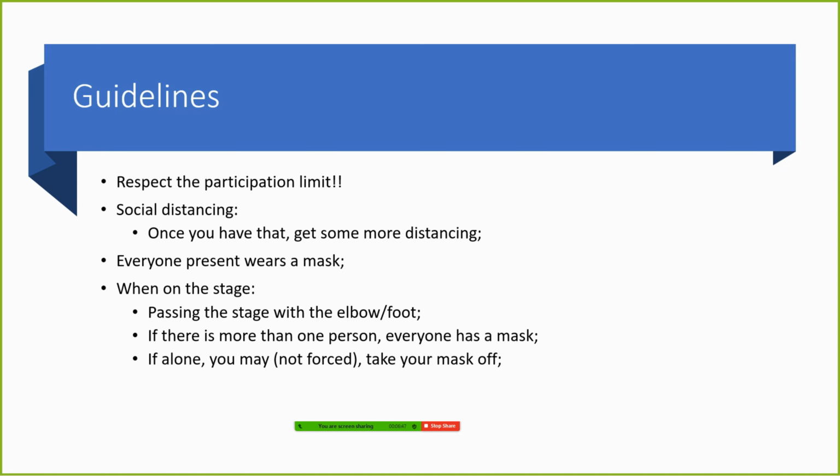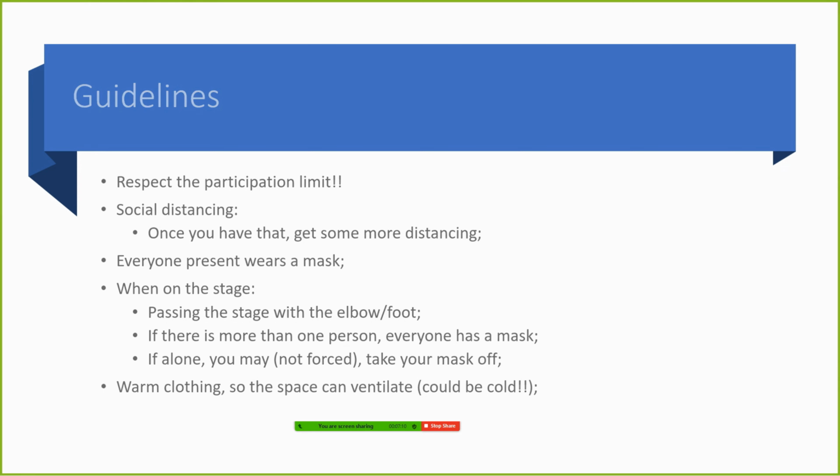Take your time, put the mask on, have the other person on the stage. Then, when only one person is on the stage, they may take off the mask. Not forced, it's a possibility. Additional warning: warm clothing, ventilation is necessary, and it could get cold. I mean, really. Some people are nodding their heads, that's right.